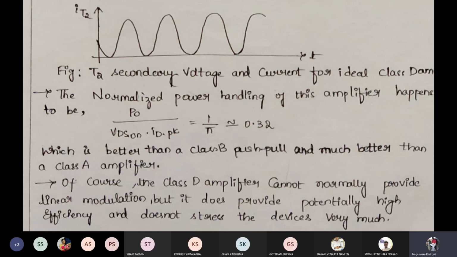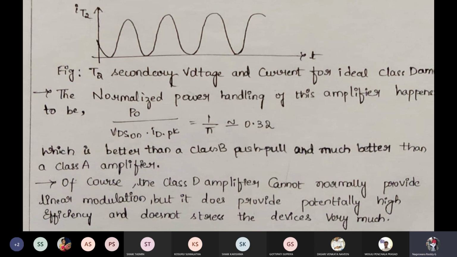Sinusoidal wave. So T2 is the secondary voltage and current for an ideal class D amplifier. So the output voltage of the class D amplifier looks like a complete sine wave. That is the 100% efficiency. That indicates the 100% efficiency of the class D amplifiers.